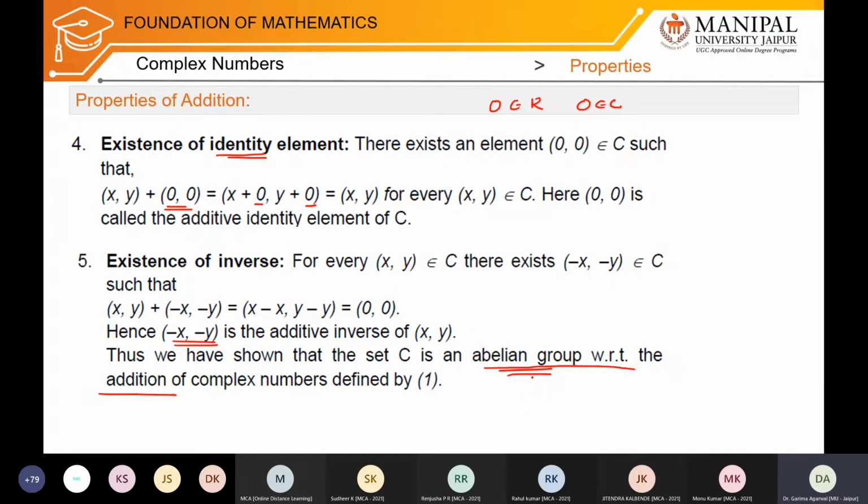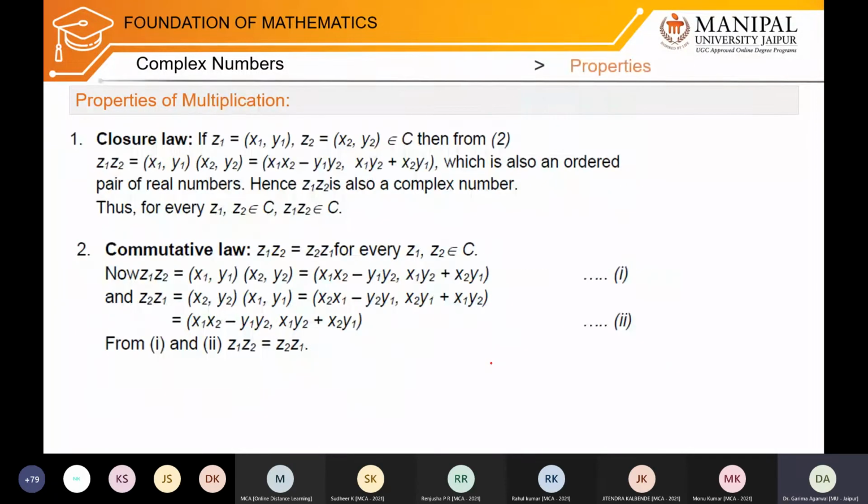Closure, associativity, identity, inverse, and commutativity. All five properties are for an abelian group, right? So complex numbers satisfy all these five properties. That means it is an abelian group.